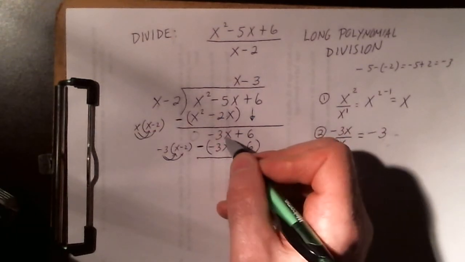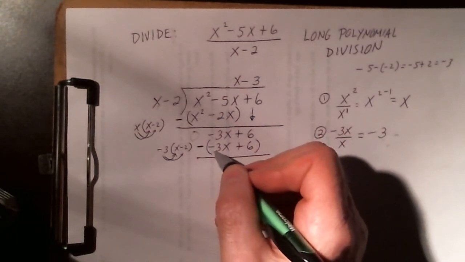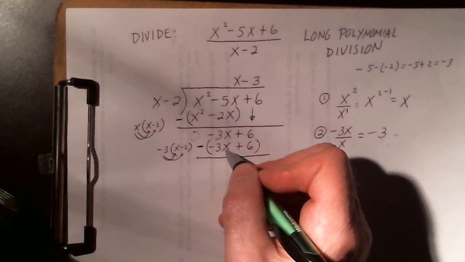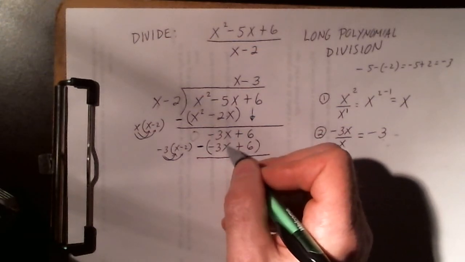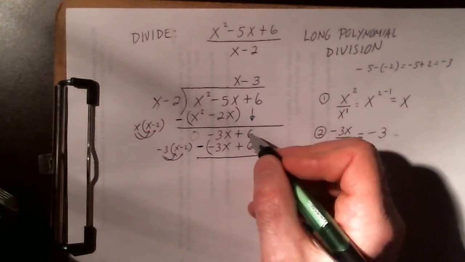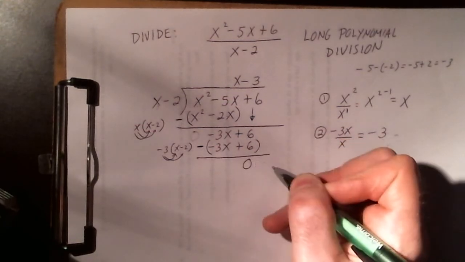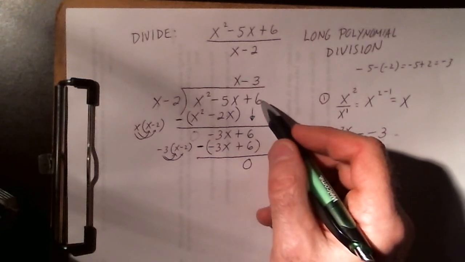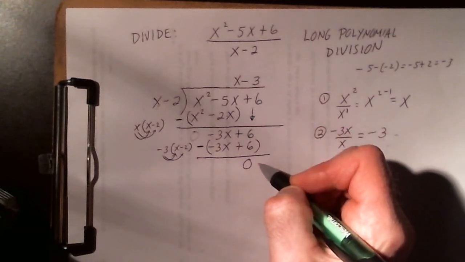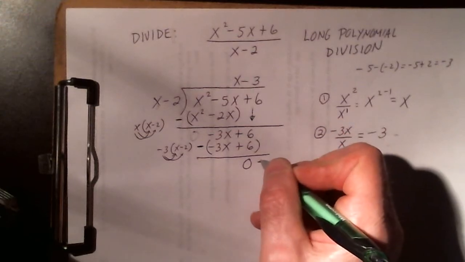So, a negative 3x subtract itself is 0. So the negative 3x minus a negative 3x is 0x. The 3x's drop out of the picture. They cancel out. 6 subtract 6 is 0. Notice there's no other terms from our dividend to drop down, and so our division algorithm has terminated. So this 0 here is called a remainder.